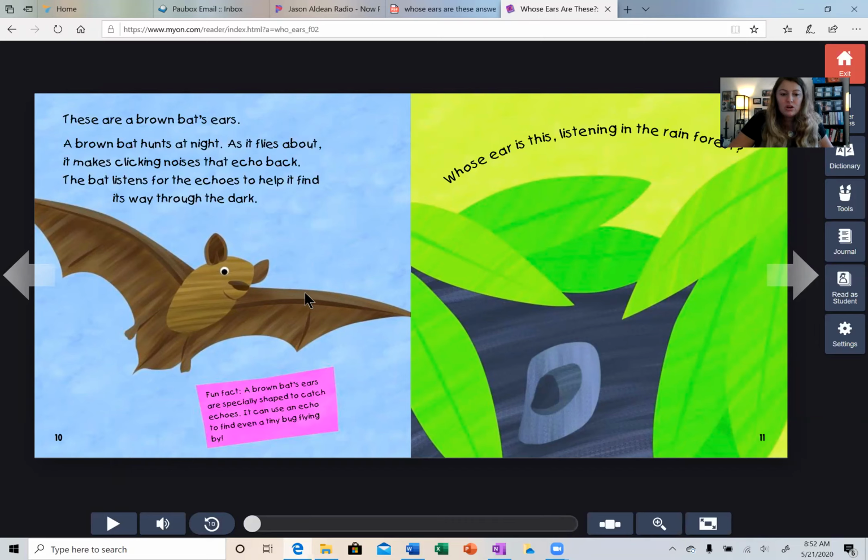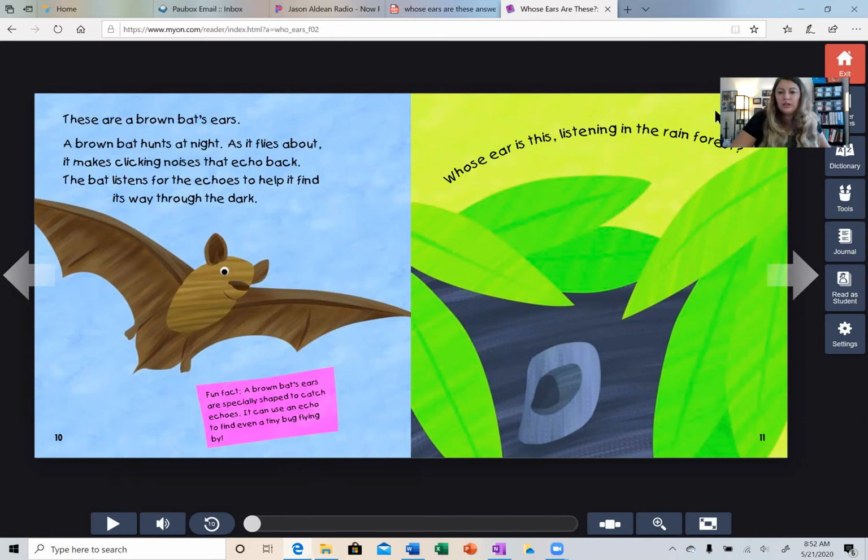So bats, they really can't see very well. They have eyes, but it's really hard for them to use their eyes, so they use their ears, so their ears are really helpful. Okay, let's read our fun fact about bats. Fun fact, a brown bat's ears are specially shaped to catch echoes. It can use an echo to find even a tiny bug flying by. Oh my goodness, that's pretty cool. That's awesome.